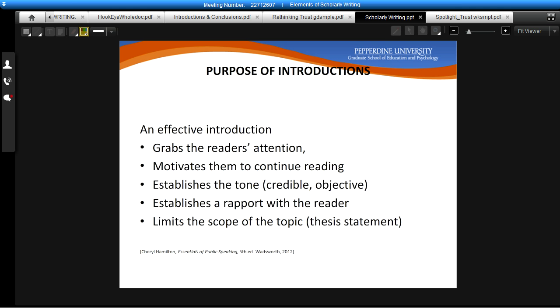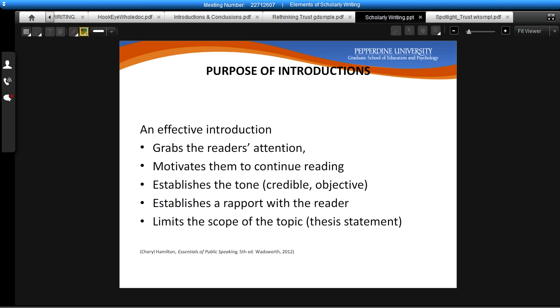Your tone refers to the attitude toward the subject that comes across to the reader. So is it an objective tone or is it subjective? Do we automatically see your opinion evoked without evidence or support? We want a credible and objective tone to be established right away in the beginning of the paper.